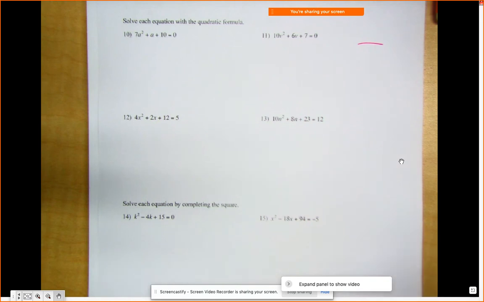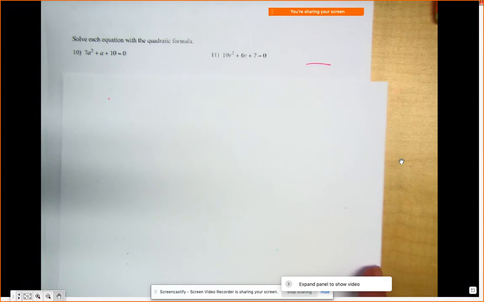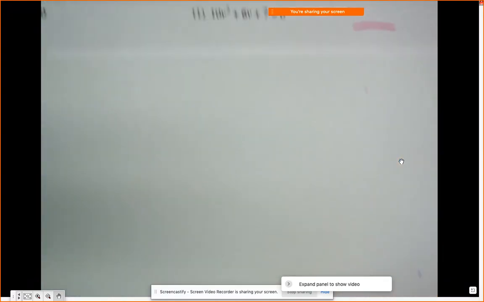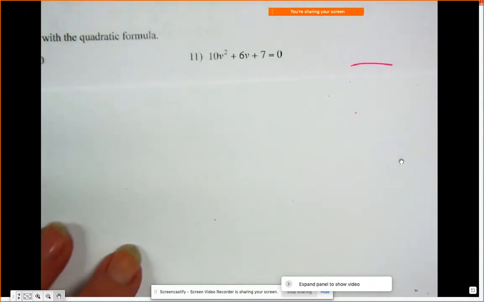Okay, so let's go ahead and solve by quadratic formula. Today, when you get to the radical part, what's under the square root, it'll probably be a negative. That's the whole reason we introduce complex numbers. Okay, let's go ahead and start.